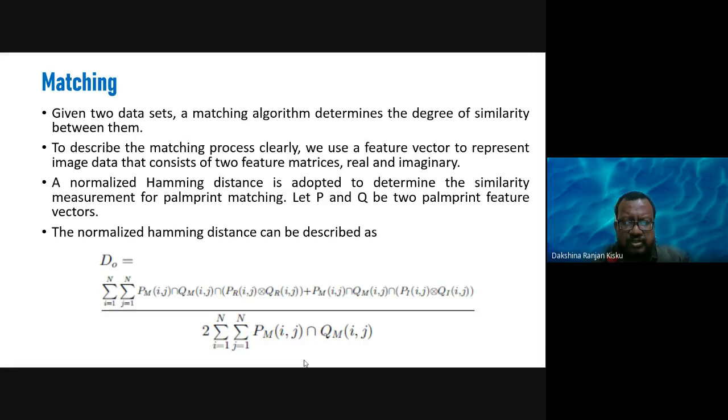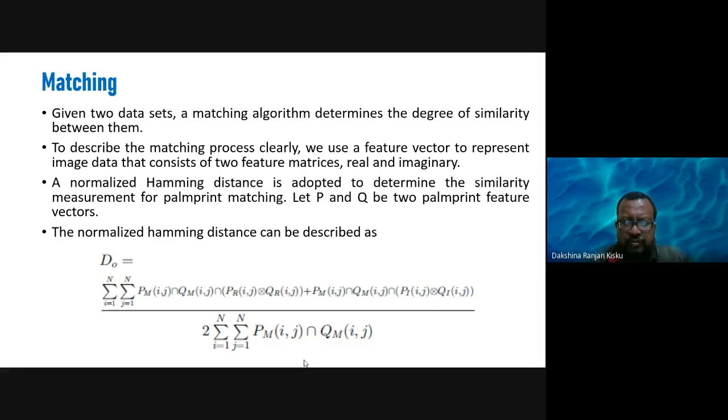Now to describe this matching process clearly, we can use the feature vector which represents the image data that consists of two feature matrices. One is for real, another is for imaginary. For the real part, we will have a two-dimensional feature vector, and for the imaginary part also we can have a two-dimensional feature vector, that is a matrix. A normalized Hamming distance is used to determine the similarity measurement for palm print matching. Let us consider P and Q, the two palm print feature vectors. P is obtained during enrollment and Q is obtained during verification or identification.